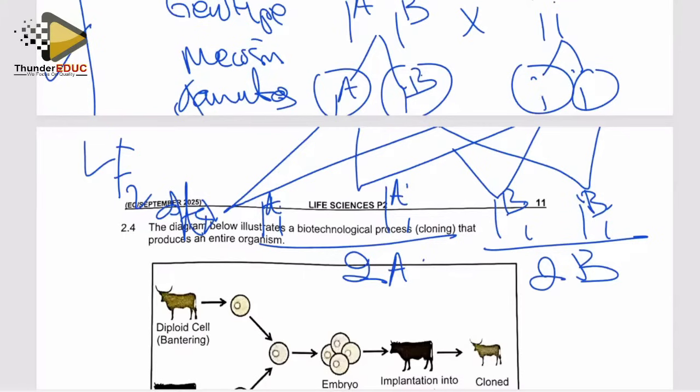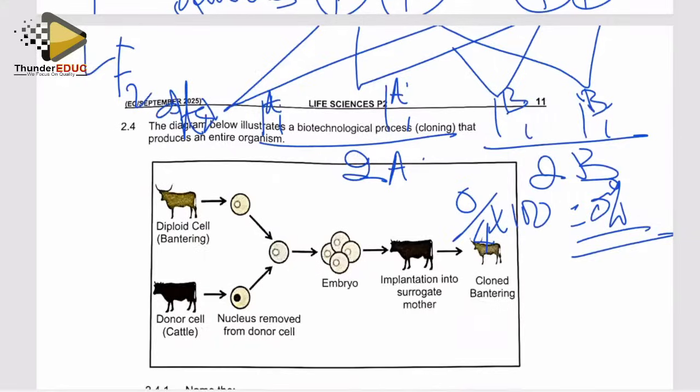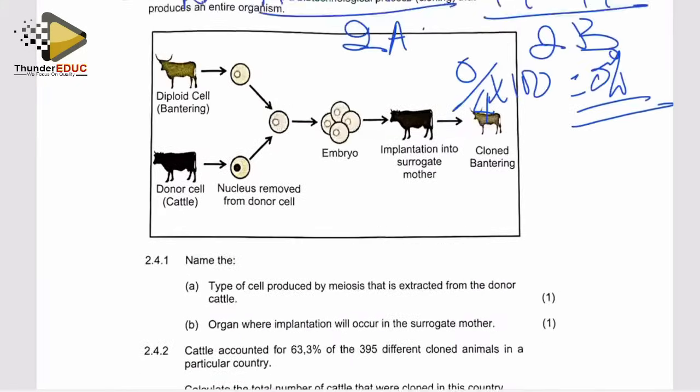So we don't have any chance for someone to produce blood group O. It means 0 out of 4 times 100, which gives me 0%. So the probability of producing a kid who is like this is going to be 0%. Then we go to the next question.